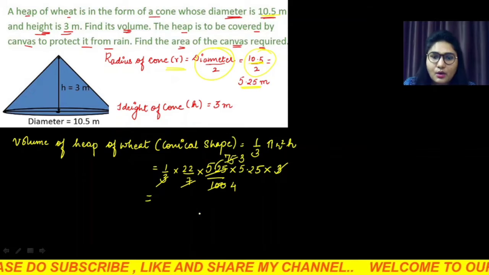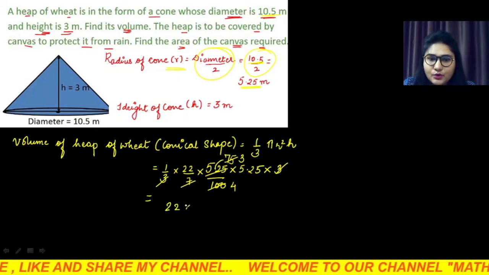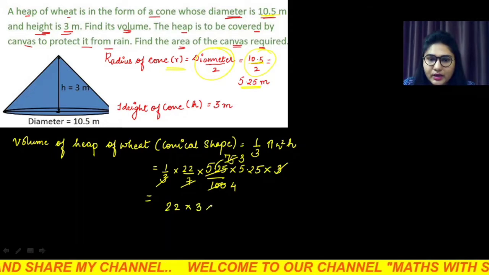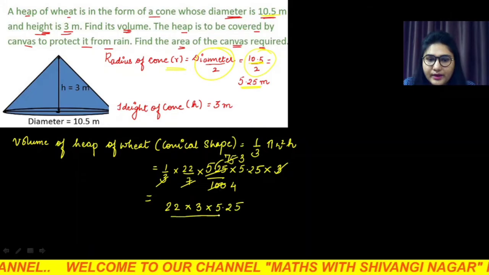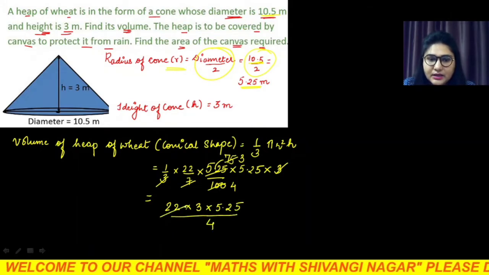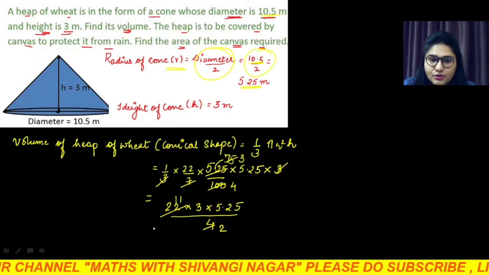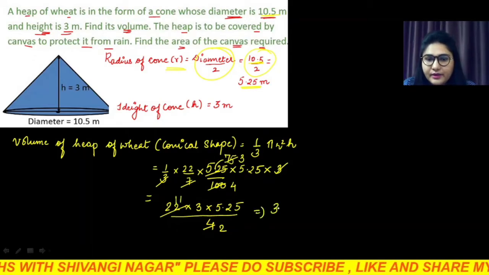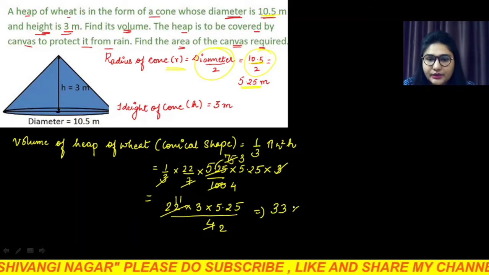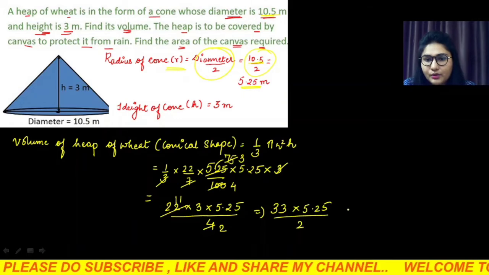So now in overall what are we left with? 22 into 3 into 5.25 whole divided by 4. Again we can cancel this 22 with 4 with 2 as a common factor. So 2 11 times and 2 4 times... no, 2 2 times. So what do we have? 11 into 3 is 33, into 5.25 upon 2.